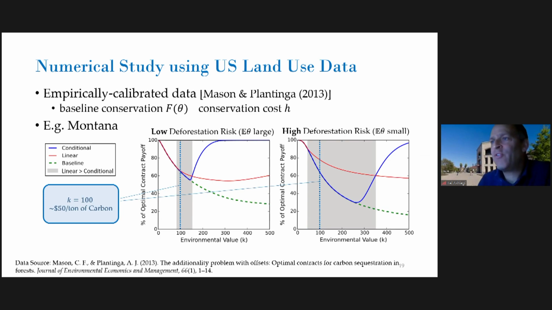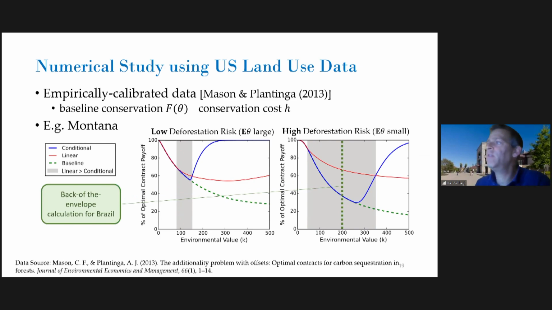If you're an NGO, you can take some specific environmental land. For example, K equals 100 corresponds, according to their estimates, to $50 per ton of carbon. Then you can compare the two, see if you're in the high risk or the low risk, and what kind of contract is valuable. As I mentioned, we don't have any data estimates for developing countries, but you can do some kind of back of the envelope calculation. If, for example, the conservation cost in Brazil is half that in the US, that corresponds roughly to scaling the environmental value by two, and maybe then instead of 100, it moves to 200. This is just a hand-wavy way to think about this. But we really don't do anything empirically.